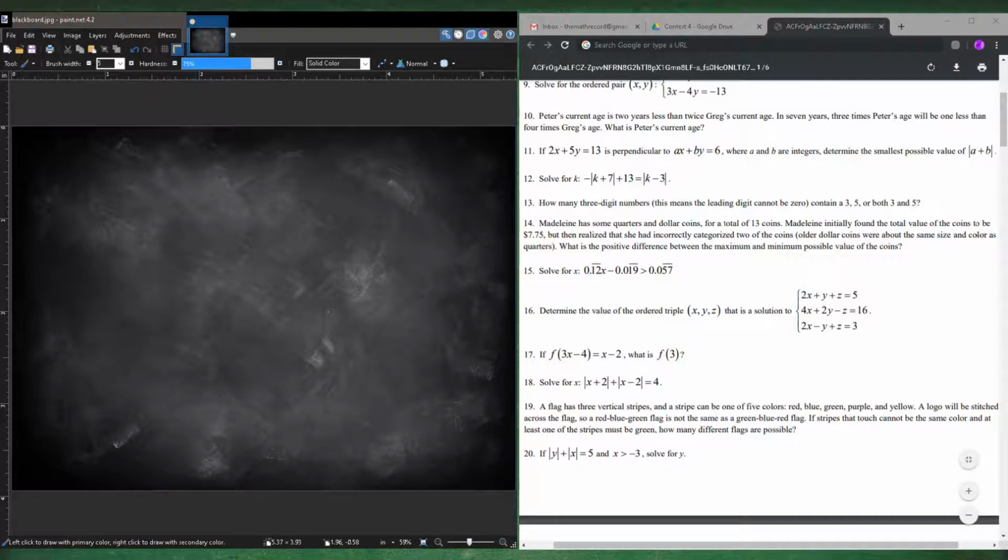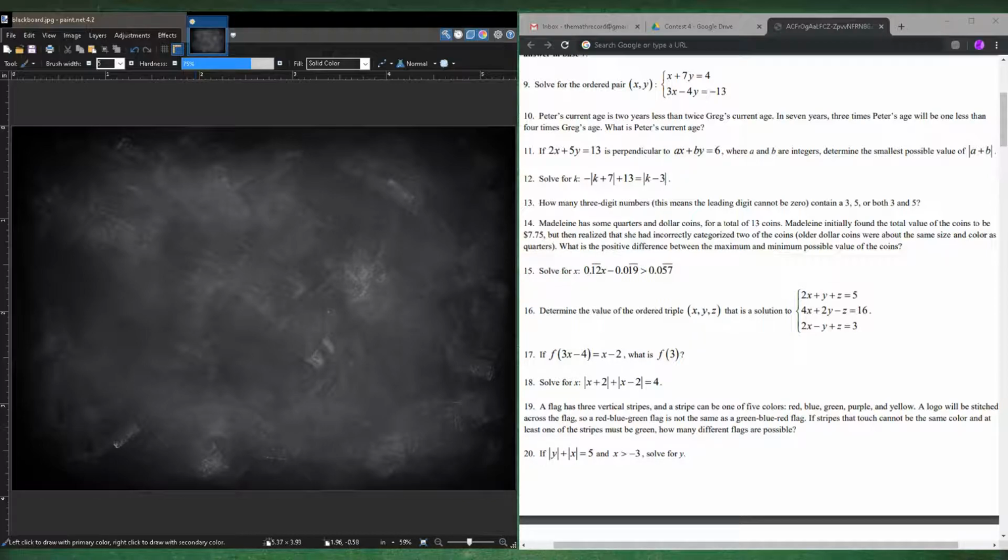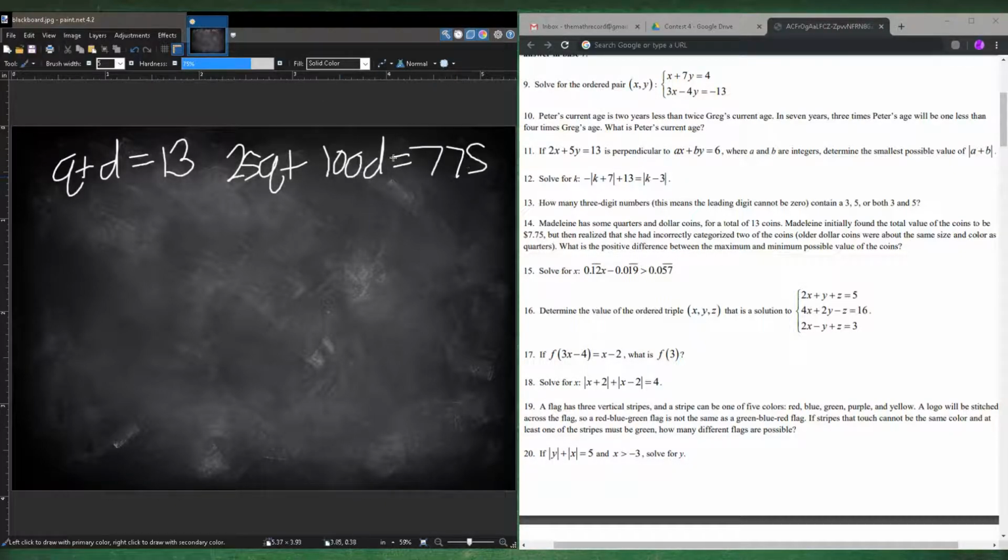Madeline has some quarters and dollar coins, for a total of 13 coins. So we have quarters plus dollars is equal to 13. Madeline initially found the total value of the coins to be $7.75. Let's just put that into hundreds, so we have 775 basically. Quarters are basically 25, and dollars are basically 100, which equals 775.